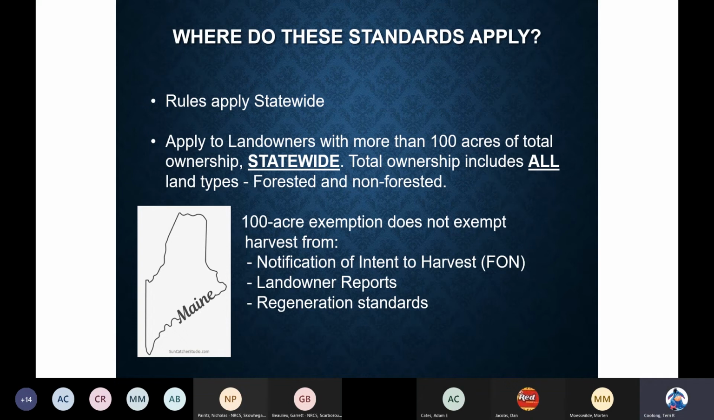Even if you have less than 100 acres, you still are not exempt from the notification of the intent to harvest, the FON, which we're not covering today, but it's something that you do online. You're not exempt from doing landowner reports after the harvest is over, and you're not exempt from the regeneration standards. So you can do that clear cut, but you still need to have the regeneration standards apply.